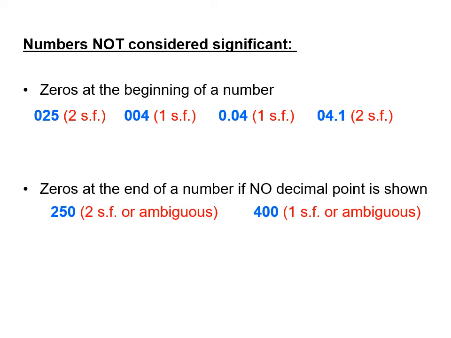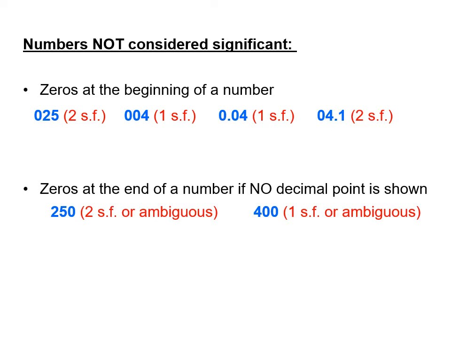Same with the number 400. If there is no decimal point shown, then those zeros at the end are assumed to be not significant. Okay, it's ambiguous, meaning we don't know if they're significant or not. We just assume that they're not significant. So that number only has one significant figure, and that's the 4.